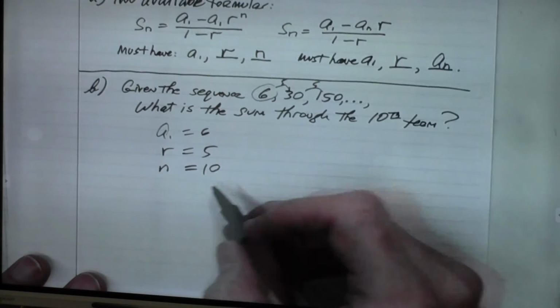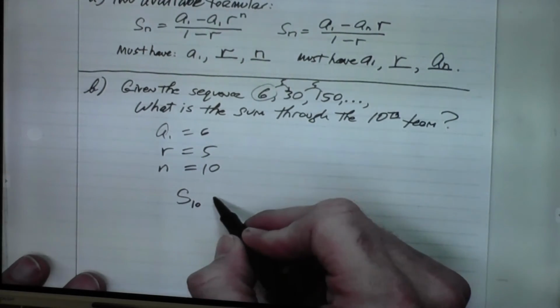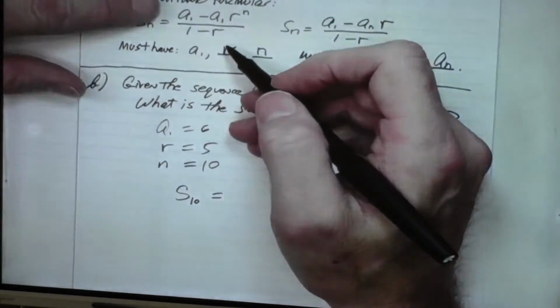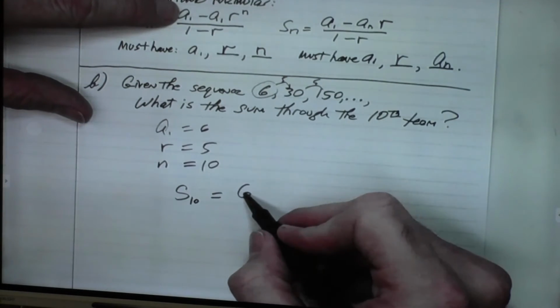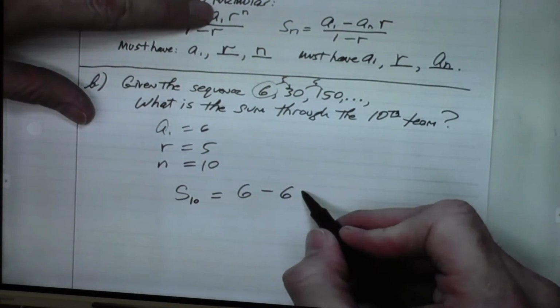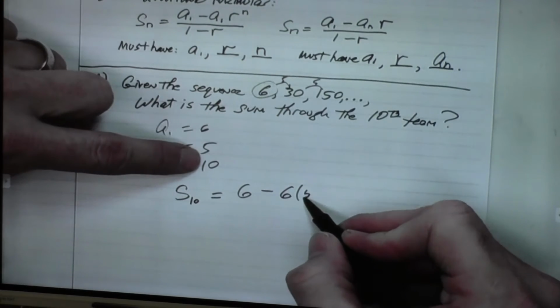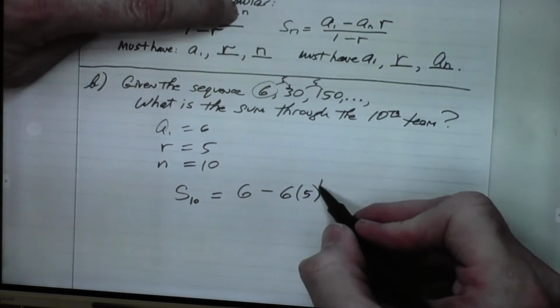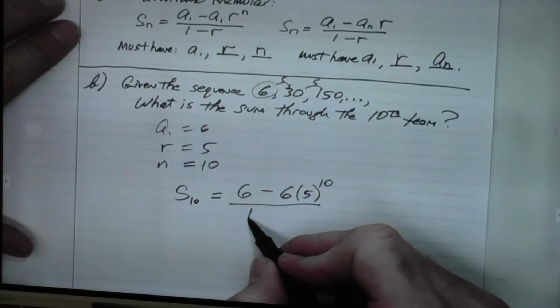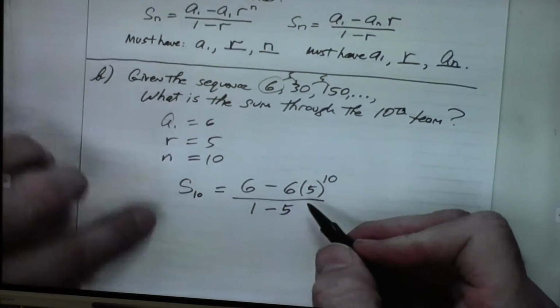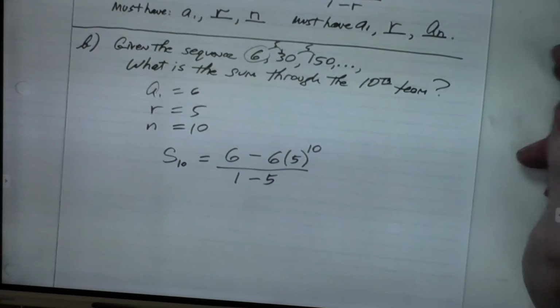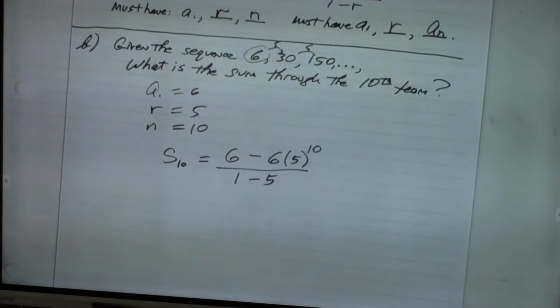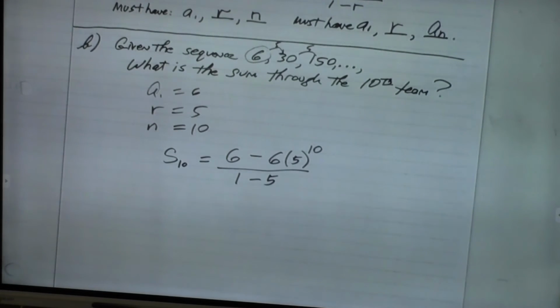So that means we can say the sum at the 10th term is equal to a1 times 1 minus the ratio 5 raised to the power of 10, over 1 minus 5. So you can plug in all of those, and after that it becomes a calculator exercise. If you put everything in the right place and use your calculator well, then you can get the answer for it.